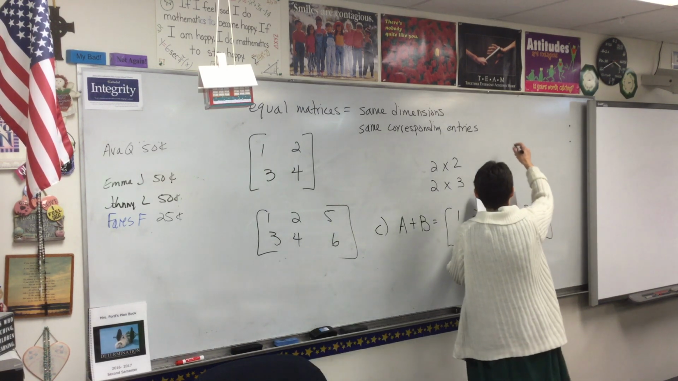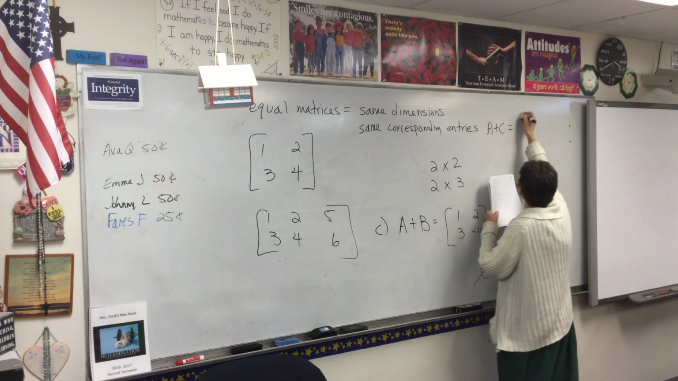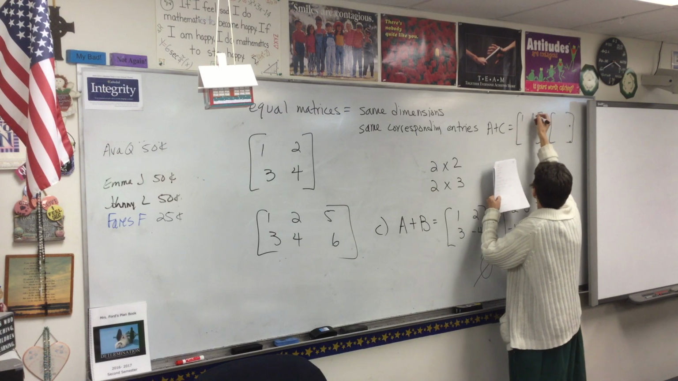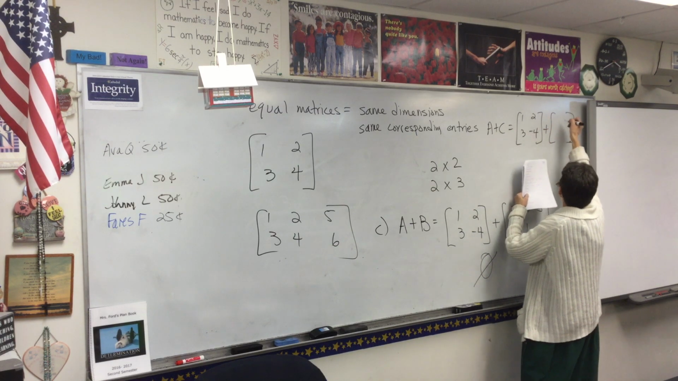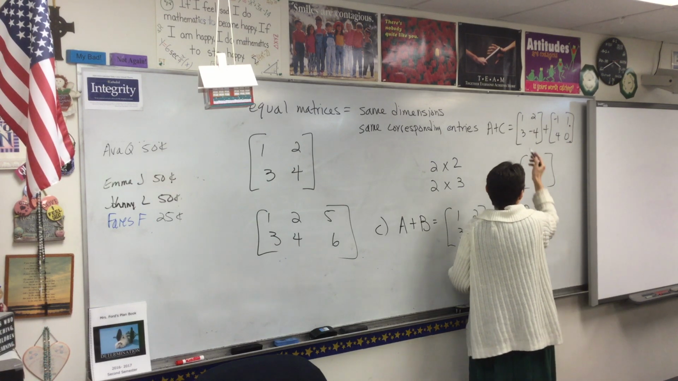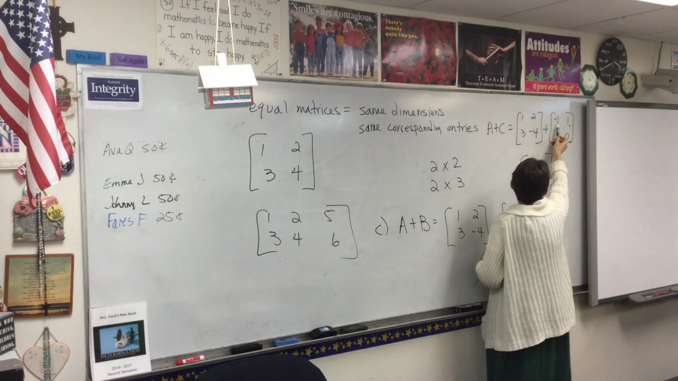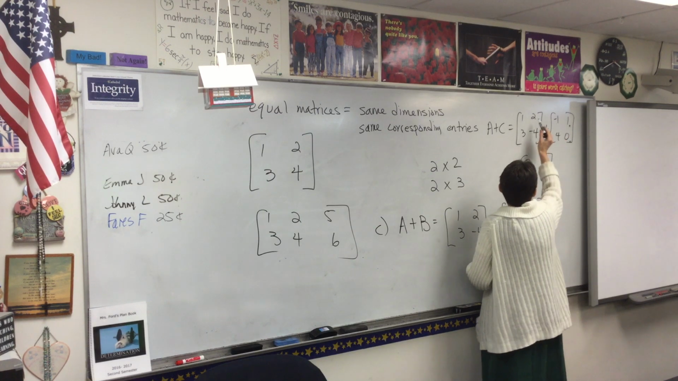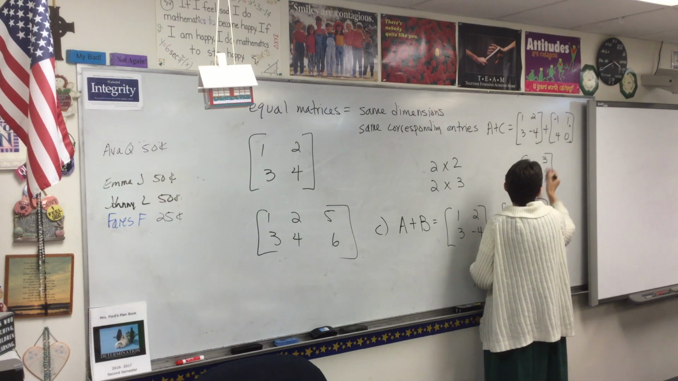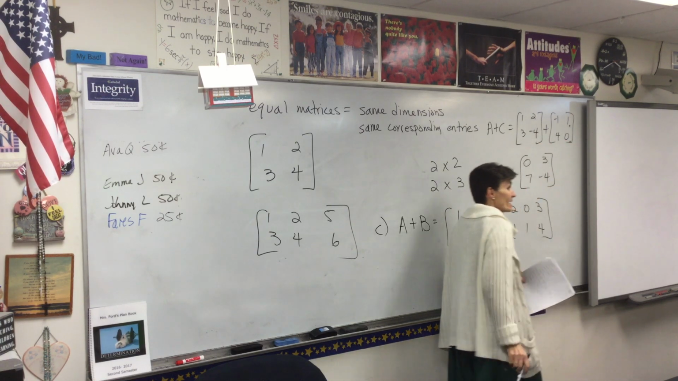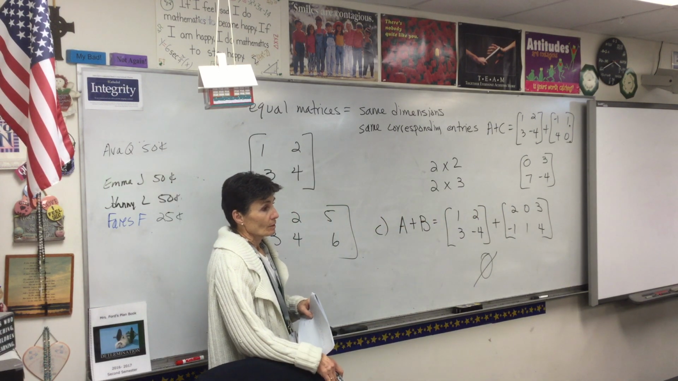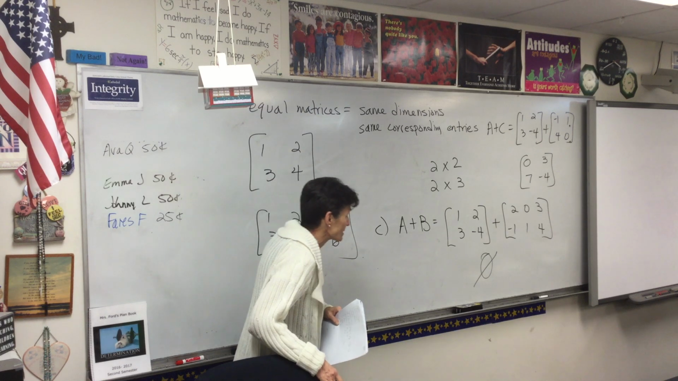Now, can I add A and C? Yes. And the answer, I bet you can even guess it, is so easy. To add A and C, we just add the corresponding entries. So we add 1 and -1, 2 and 1, see what I'm doing? 3 and 4, and -4 and 0. So there's the answer. You add the numbers that are in the same spots.